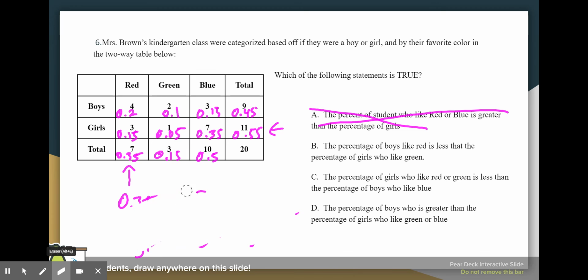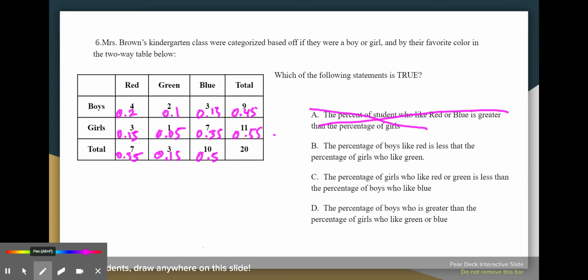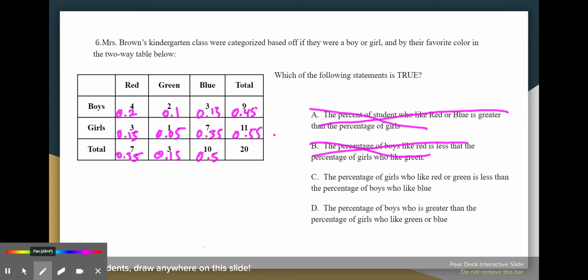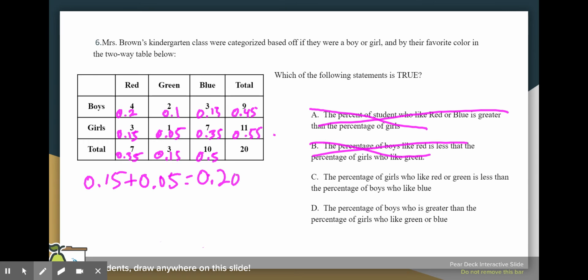Okay, so the next part says the percentage of boys who like red, so that would be the 0.2, is less than the percentage of girls who like green. So green is 0.05. Which one's less? The girls who like green is less, so that's not true. The percentage of girls who like red or green: girls who like red is 0.15, plus girls who like green is 0.05. When we add that together, we get 0.20. And they're saying that's less than the percentage of boys who like blue. Boys who like blue is 0.15. Is the 0.2 less? Yeah. So hopefully the last one's true.